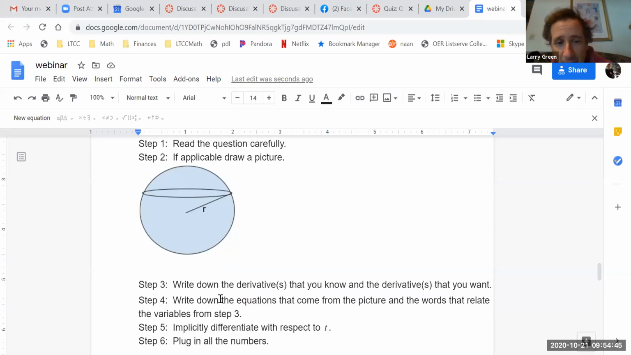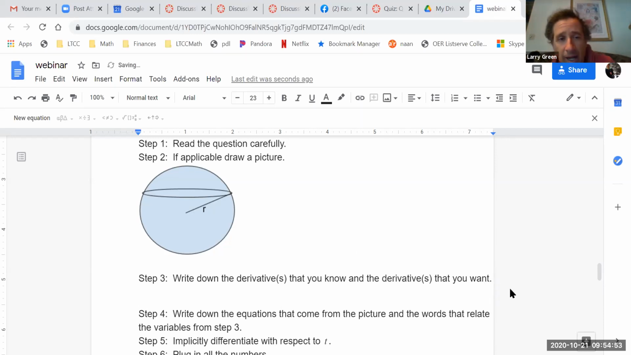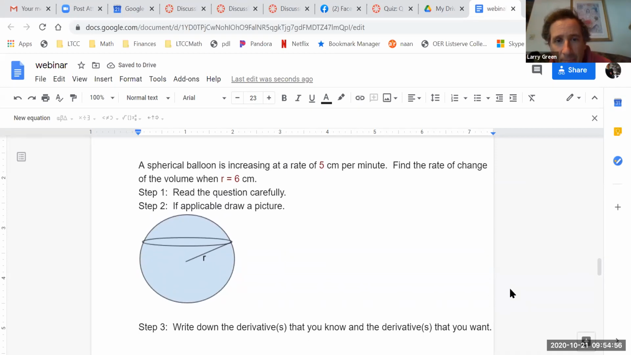Okay, step 3, write down the derivatives that you know and the derivatives that you want. In this case, there's a derivative we know and a derivative we want. So let's read the question. I think the key is the units. When you see the word per, a something per something, that's a derivative. Whereas if it's just a measurement like centimeters, it's not a derivative. But if it's per minute or per second or per hour, that's a derivative.